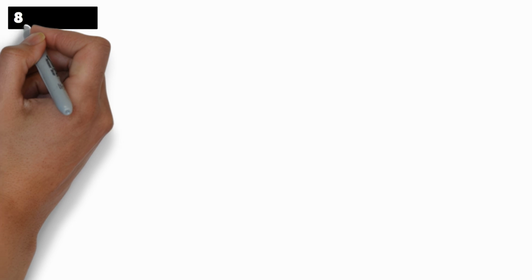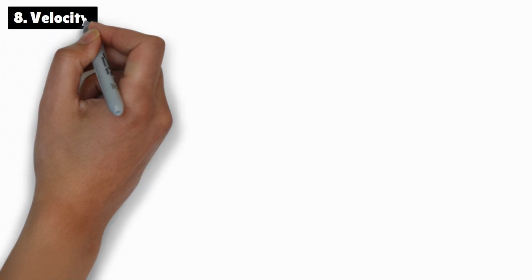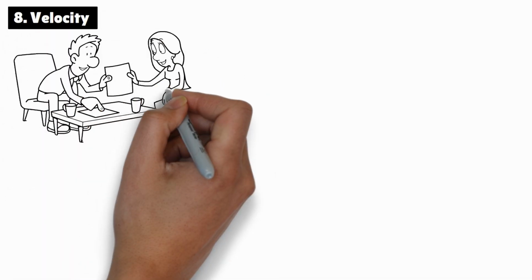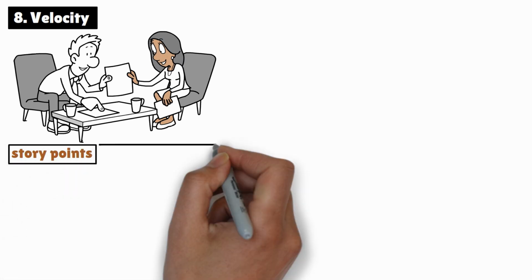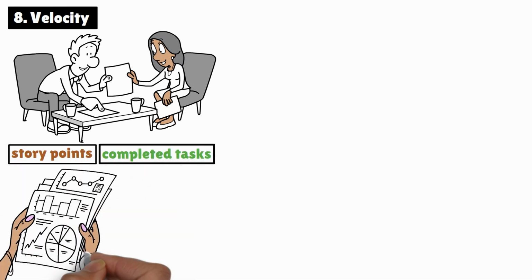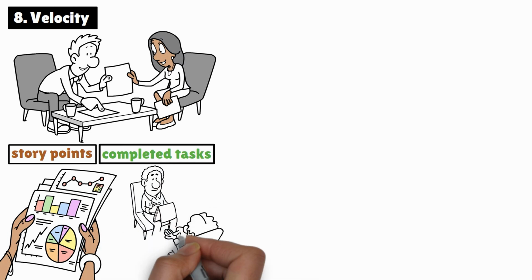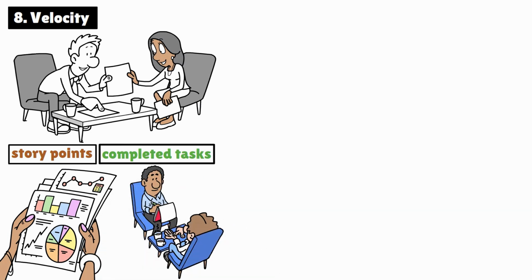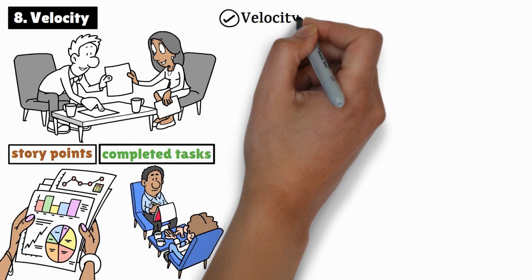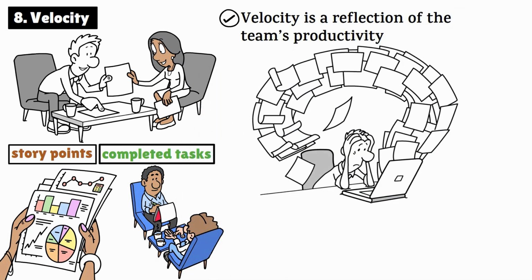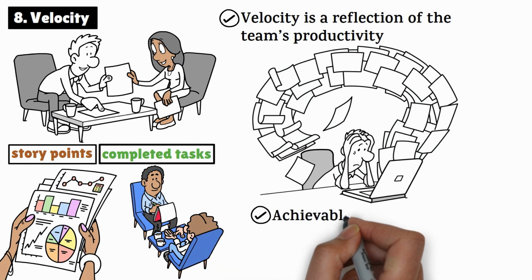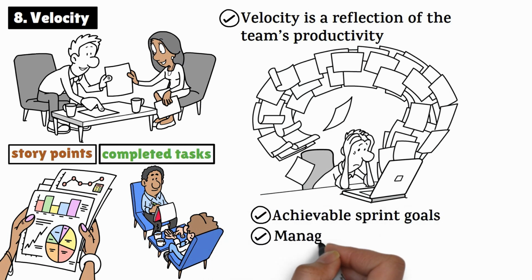8. Velocity. Velocity measures the amount of work the team can complete within a sprint, often represented in story points or completed tasks. Based on the team's past performance, it helps estimate their capacity for upcoming sprints. Velocity is a reflection of the team's productivity, providing insight into how much work they can realistically handle. It's an essential planning tool for setting achievable sprint goals and ensuring the team has a manageable workload.